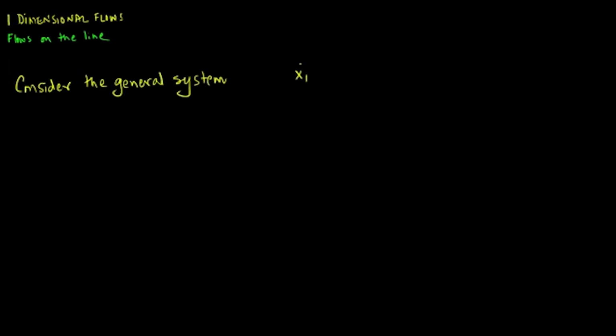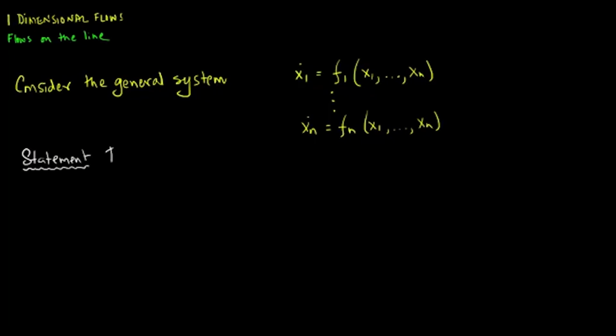We start with one-dimensional flows and will focus on flows on the line. Consider the following general nonlinear system. x1 dot is equal to f1 as a function of x1 to xn, all the way to xn dot is equal to fn as a function of x1 to xn. Now let's make a statement about the above system.